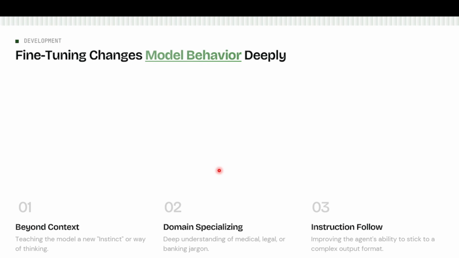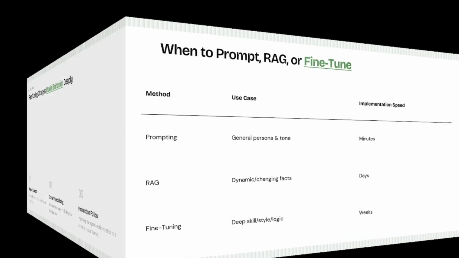So, instruction following: improving the agent's ability to stick to a complex output. It's called instruction. So instruct the agent to stick to a particular output all the time, so that instead of giving you legal information when you are requesting medical information, it just sticks to the medical information, and it doesn't go outside the context.